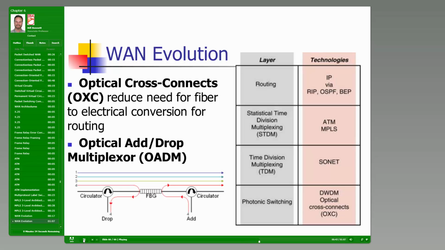And then also another technology is optical add-drop multiplexers, which allow us to, again, basically bypass the electrical components, using technologies like mirrors and things like that, to allow us to add and remove frames from the optical network.